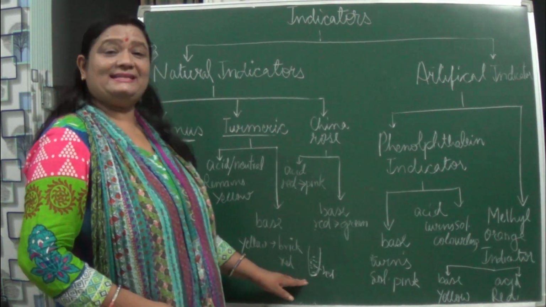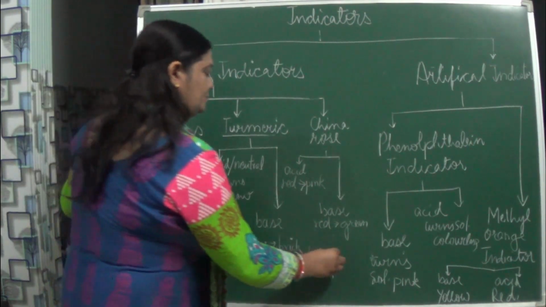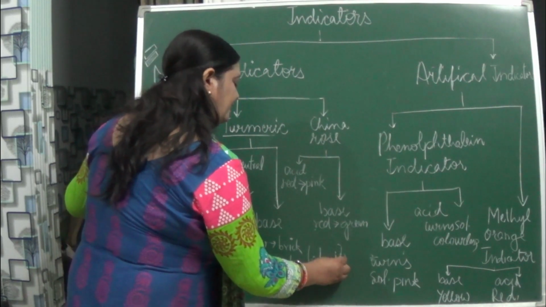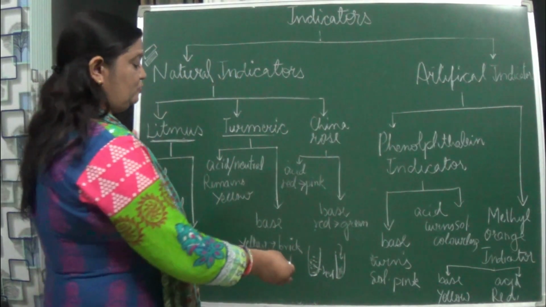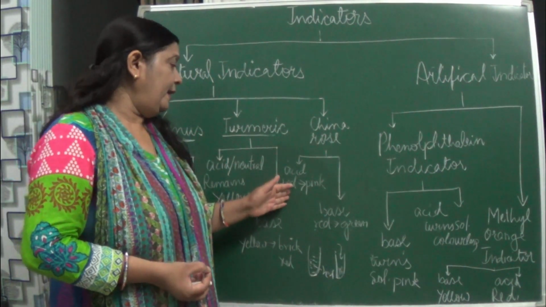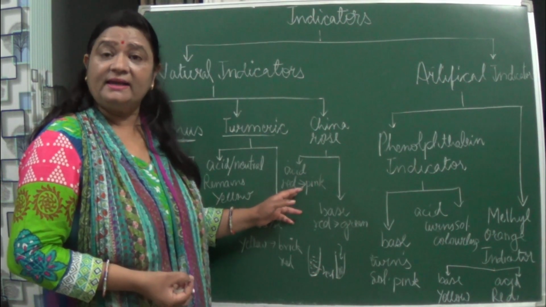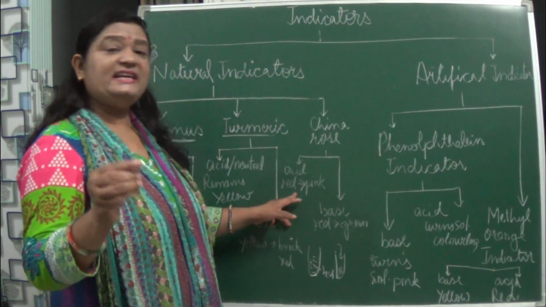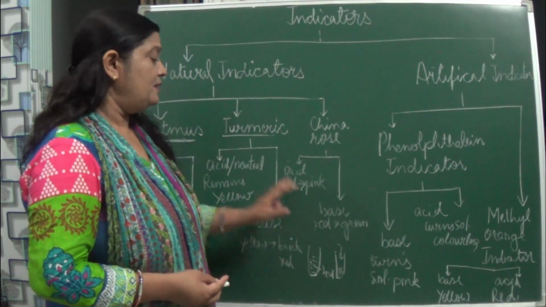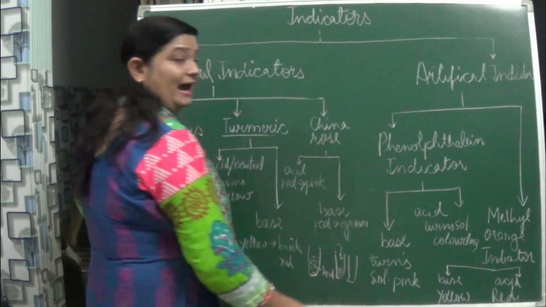Now what happens? You add an acid. Take a lemon and add some lemon juice in one test tube, and then add the indicator, the China rose solution which you have taken out. You will see that the red solution has now become pink, and this pink indicates that it is an acid. So lemon juice is an acid.